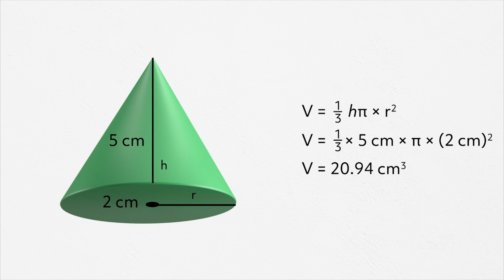Here's an example. Here we can see that we have a height of 5 centimeters and a radius of 2 centimeters. Once we plug in all of our numbers, we have volume equals 1/3 times 5 centimeters times pi times 2 squared. When solved, we have volume equals 20.94 centimeters cubed.